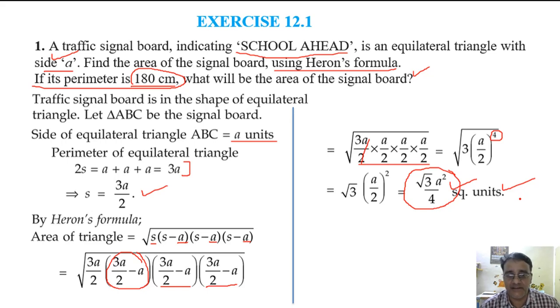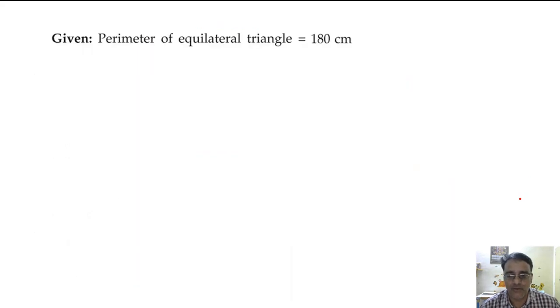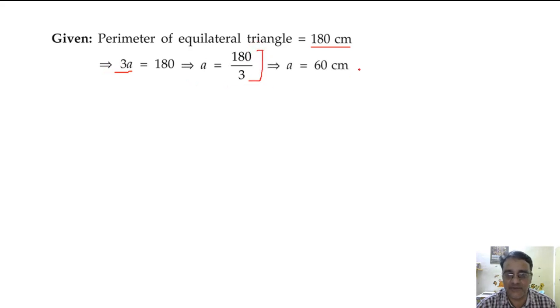Perimeter is 180. What is the length of each side? 60 centimeters. Right. So the perimeter of the equilateral triangle is 180 centimeters, and we know that the perimeter is 3a. So a is equal to 180 by 3, that is equal to 60 centimeters. Now the formula, we are using Heron's formula only. I am not using the direct formula.